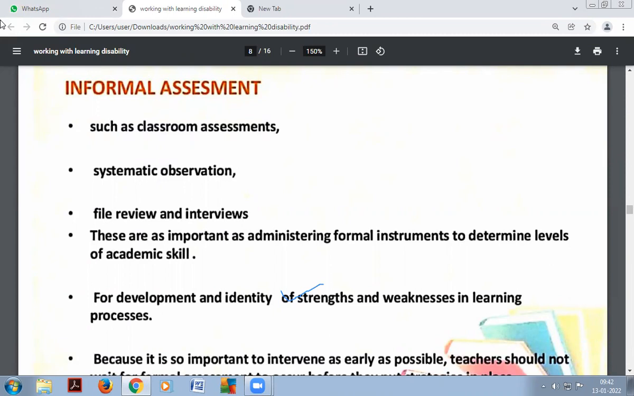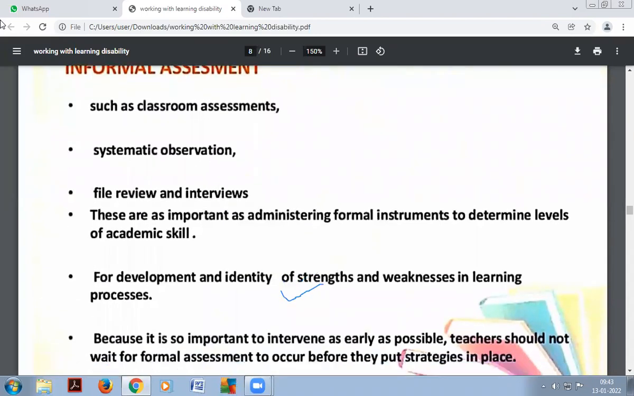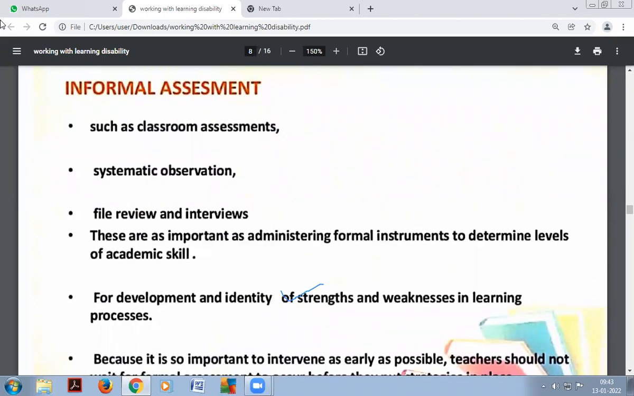Anything going on in the classroom, that is informal assessment. Systematic observation means a problem that is faced by the students, you should have to identify inside the classroom, being a teacher. And how can you identify the problem?